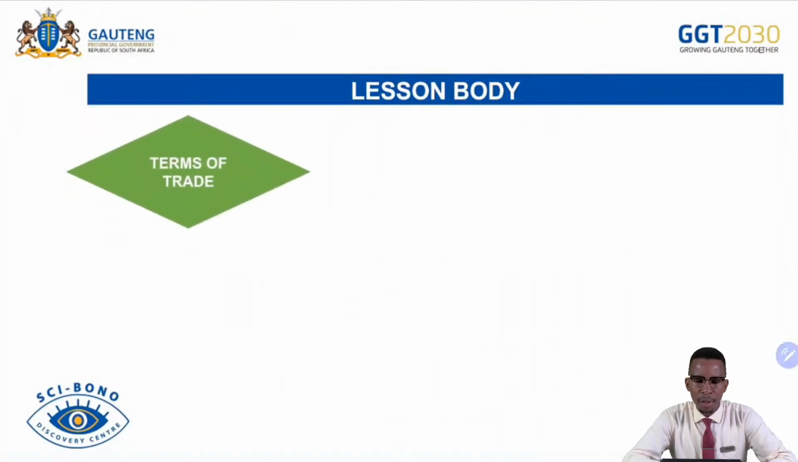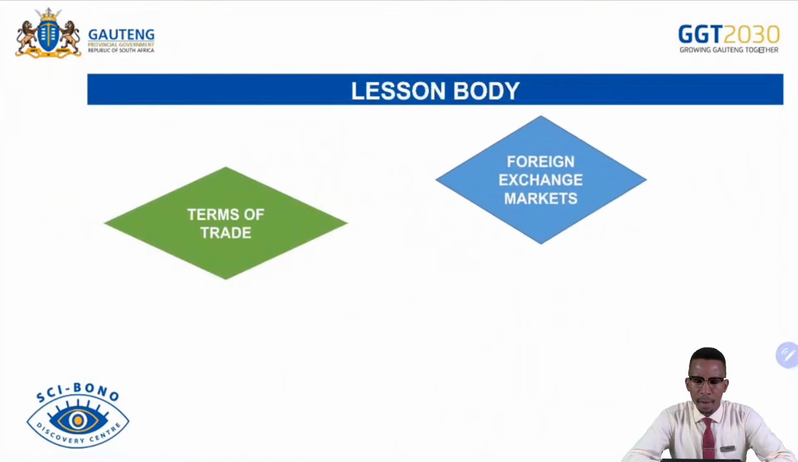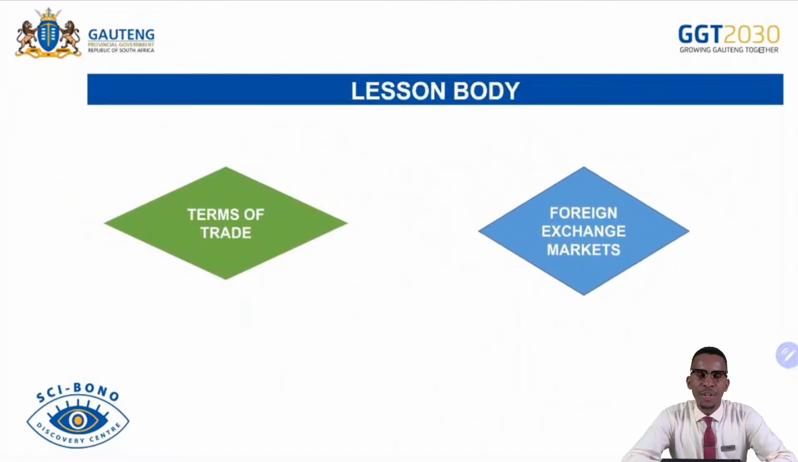So this is the lesson body. We have terms of trade, which we call TOTs. And then we have the foreign exchange market. This is our topic number 4 of macroeconomics. That means this is the end of our macroeconomics according to our exam guideline, as well as our annual teaching plan.